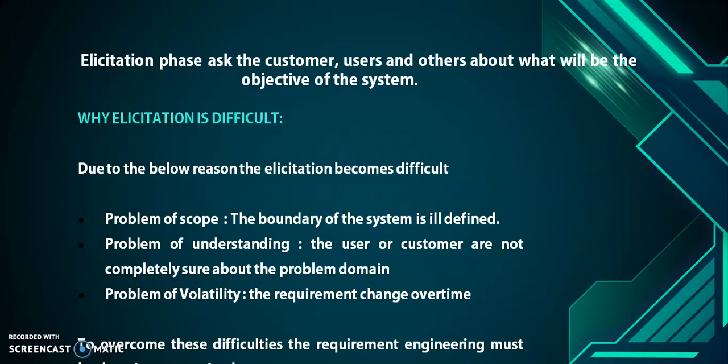Next is the problem of understanding. The user or customer is not completely sure about the problem domain. And the problem of volatility, where the requirements change over time. These are the 3 aspects which make the elicitation process very difficult. To overcome these difficulties, requirement engineering must be done in an organized manner.